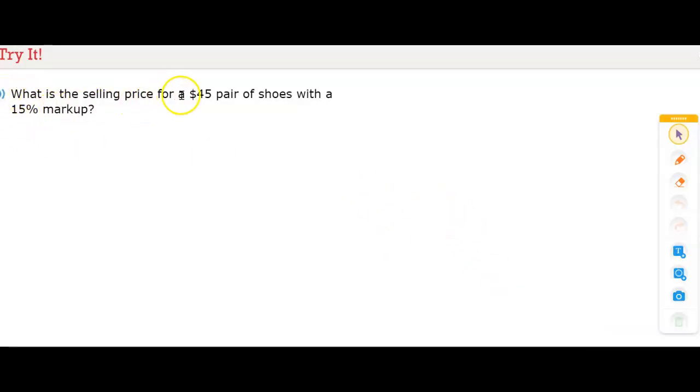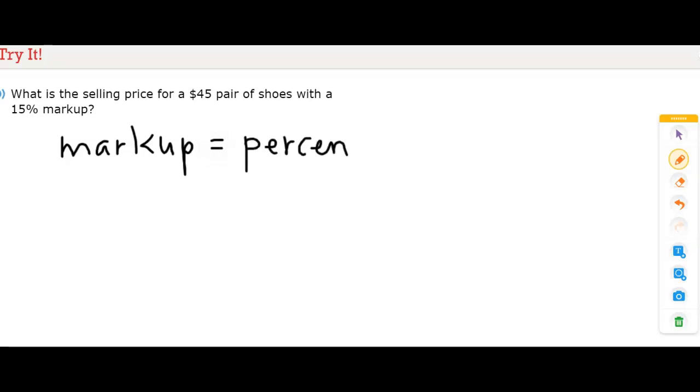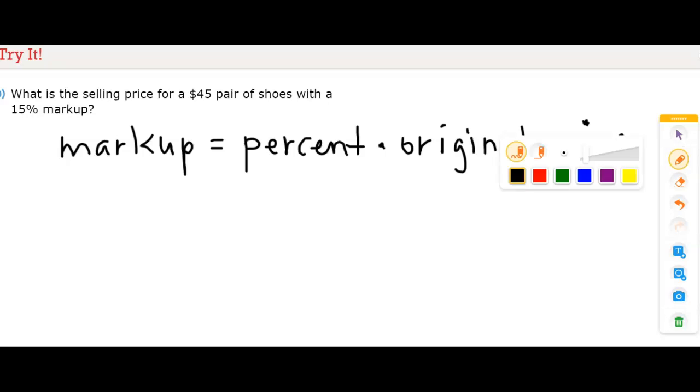What is the selling price for a $45 pair of shoes with a 15% markup? I'm going to start with the equation. The equation is markup is equal to percent times the original price. If you start with that each time, this should simplify solving it. Okay, so that's our formula or equation.